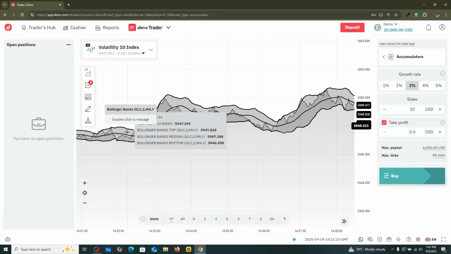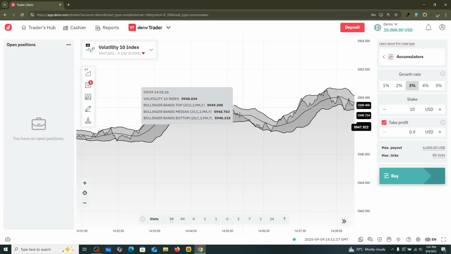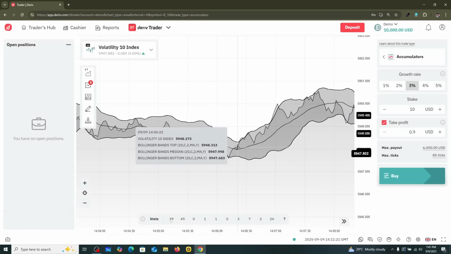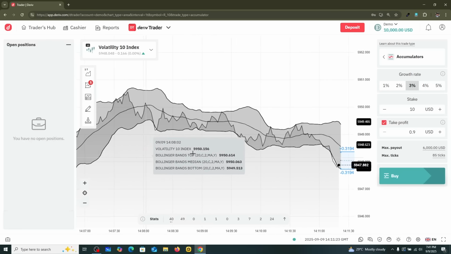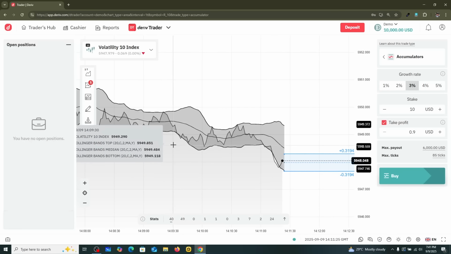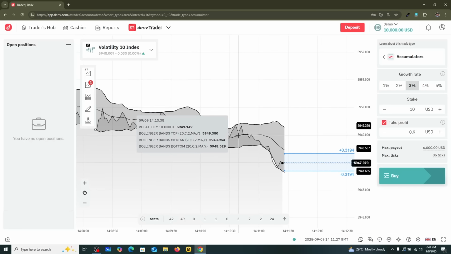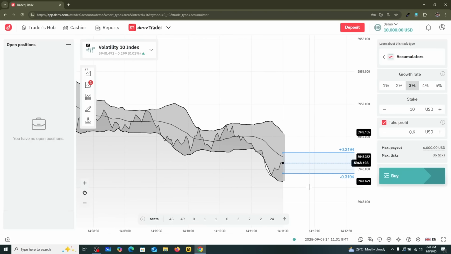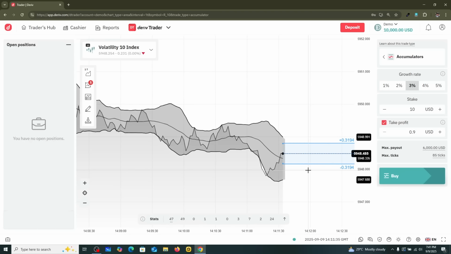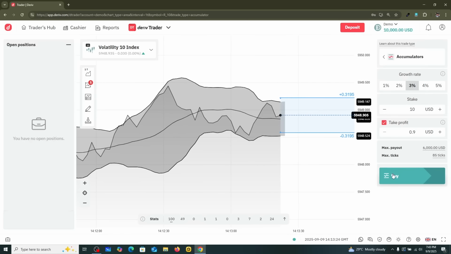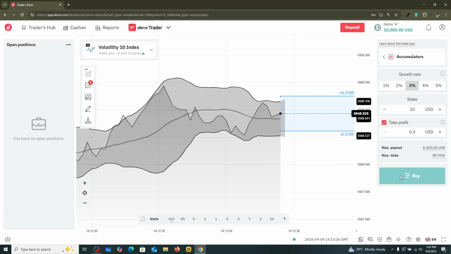Here you can see that this is a high and this is a downtrend. Here you can see this is an uptrend. We are looking for something going horizontally. So now it is going on a downtrend, so you have to wait a little bit. Okay, now we can enter a contract.